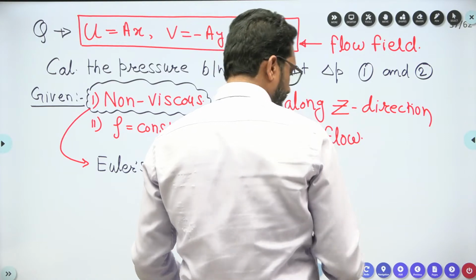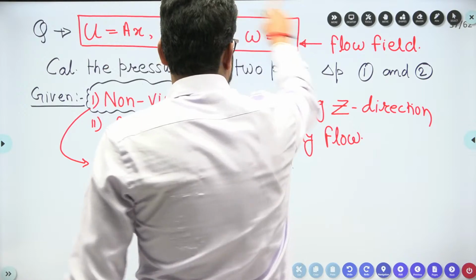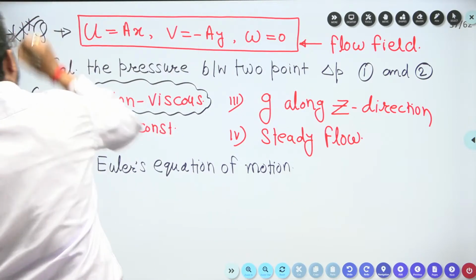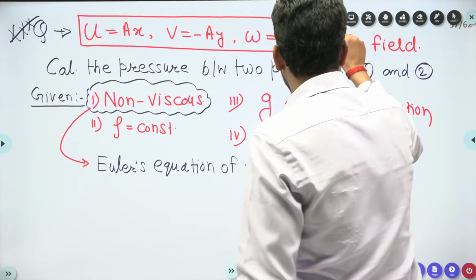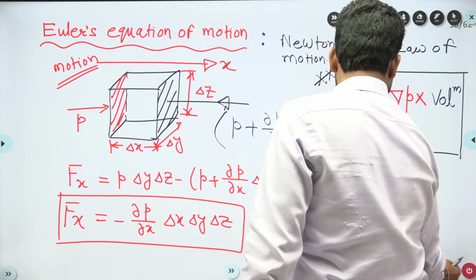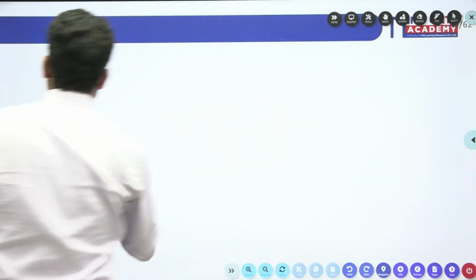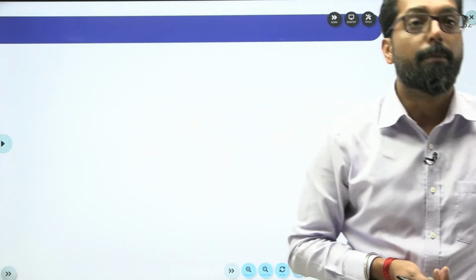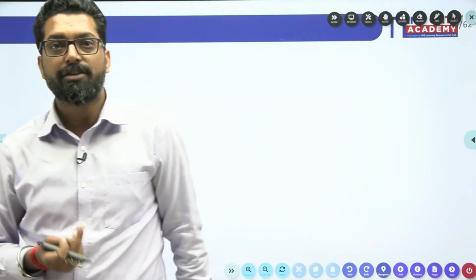So you can write now. In this question, velocity is given, and we have to find the pressure between these two points in the velocity field. So what is that? We write the Navier-Stokes equation. The Navier-Stokes equation is the momentum equation. Continuity equation is the mass equation, conservation of mass equation. Okay.